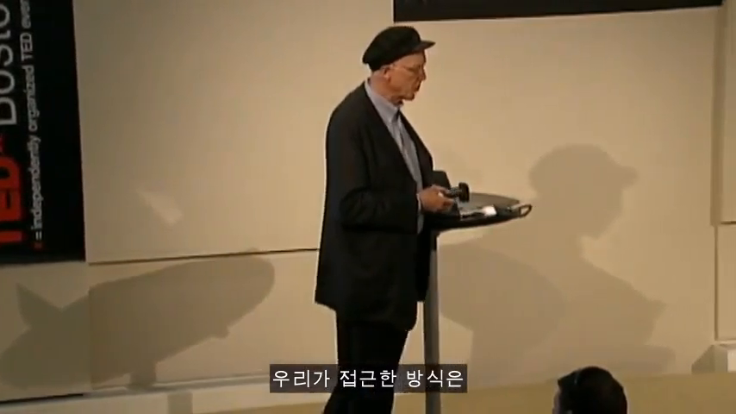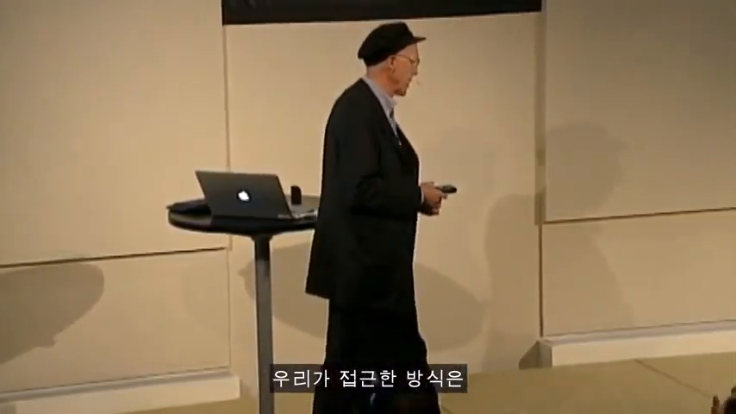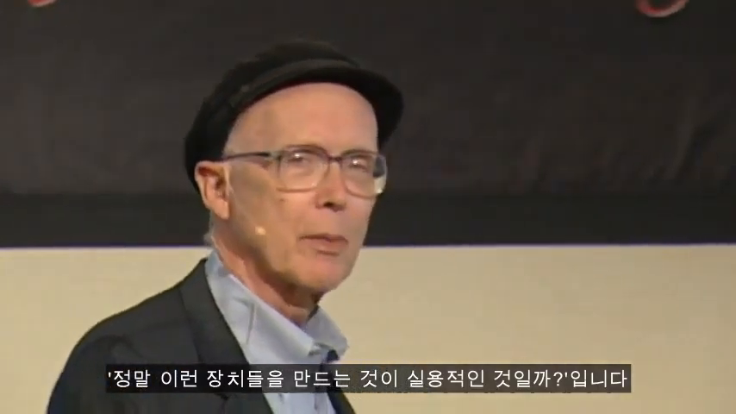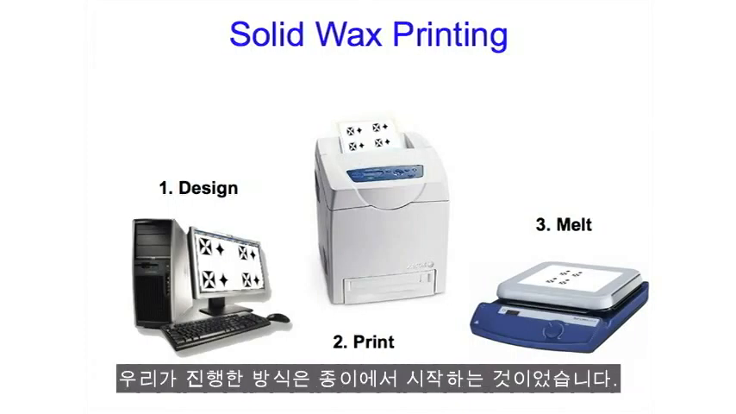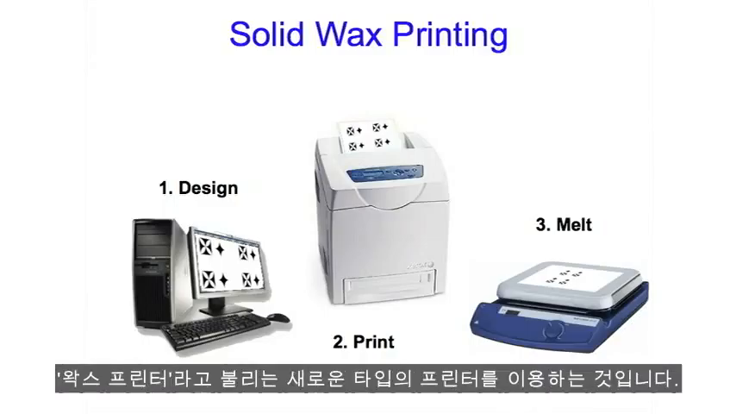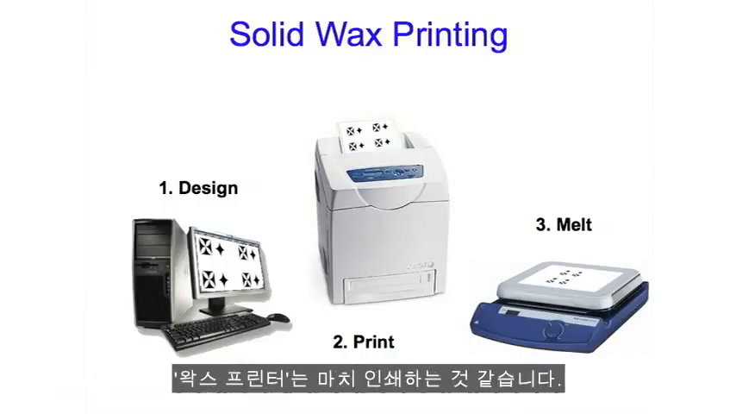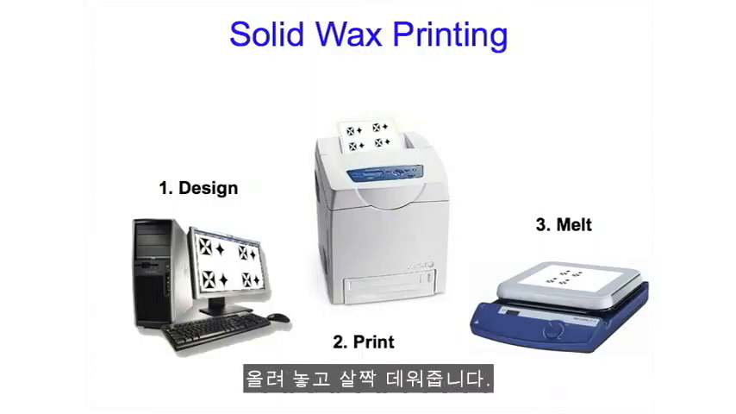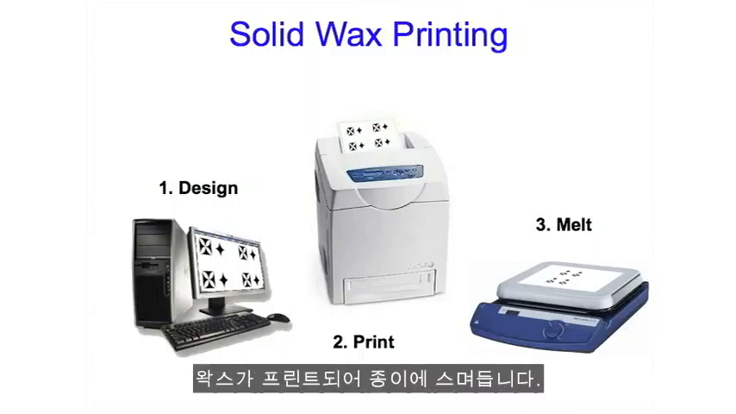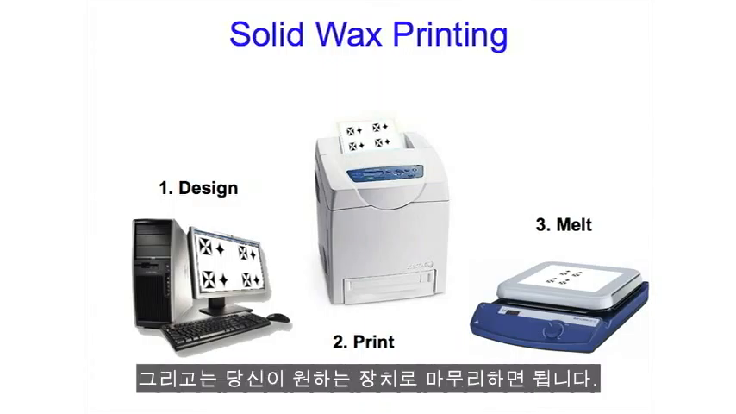So the approach that we've started with is to ask, is it really practical to make things of this sort? And that problem is now, in a purely engineering way, solved. And the procedure that we have is simply to start with paper. You run it through a new kind of printer called a wax printer. The wax printer does what looks like printing. It is printing. You put that on, you warm it a little bit, the wax prints through, so it absorbs into the paper, and you end up with the device that you want.